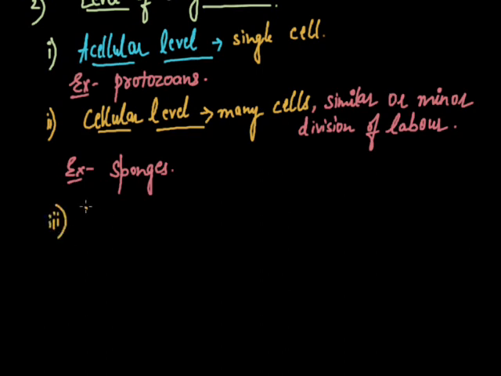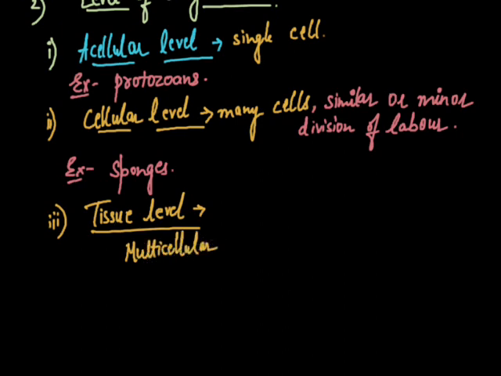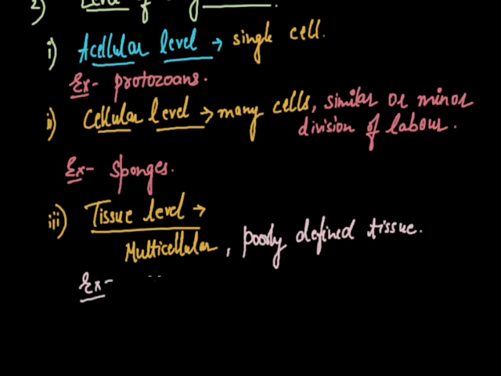Next is tissue level. As we all know, a group of cells having the same function and same origin is called tissue. So, tissue level has a multicellular structure but poorly defined tissue. A very good example of this is Coelenterata.